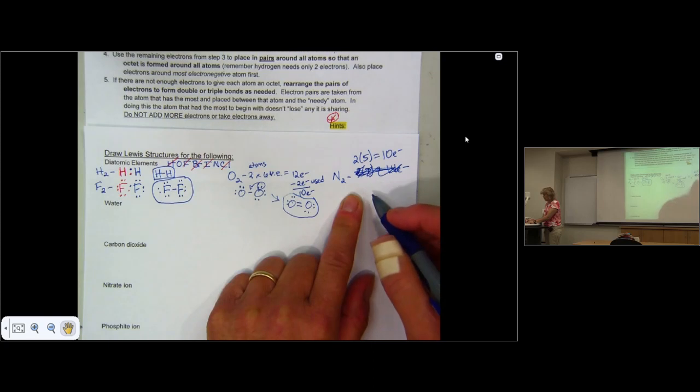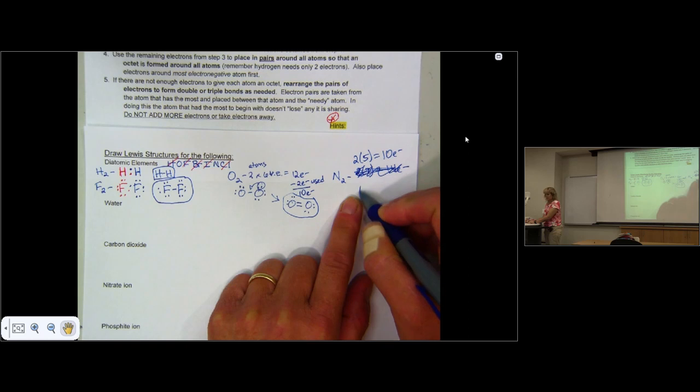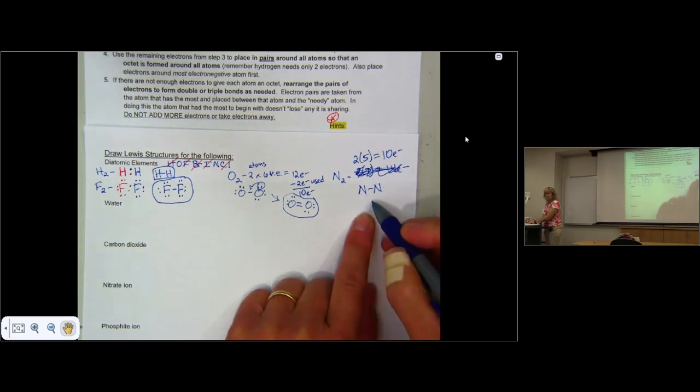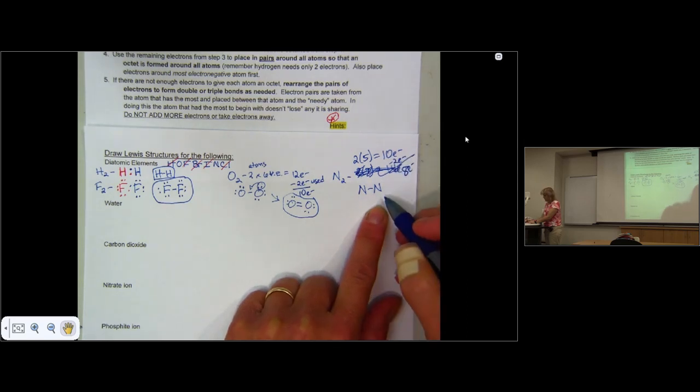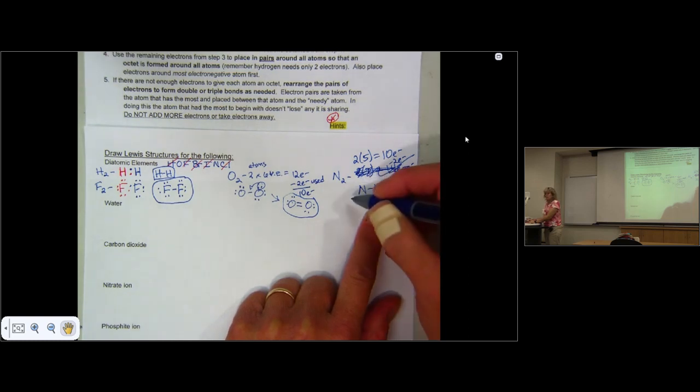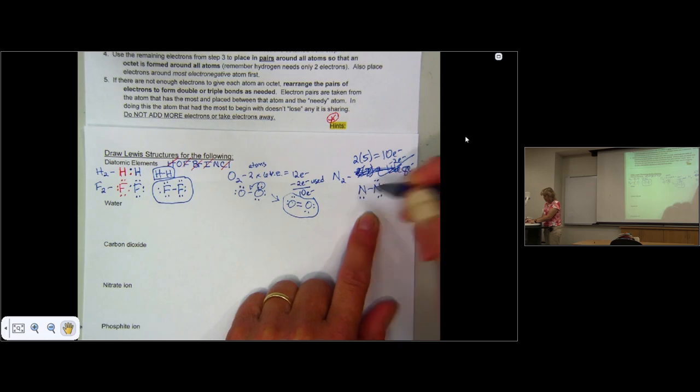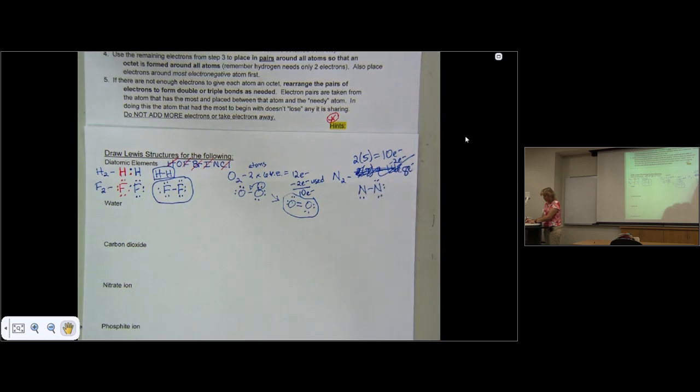So now what? What do we do first? Single bond. And what do we do? Subtract those 2. How many does that leave us? 8. Place them in pairs. Give all of them to one person, then move to the other. Don't split them up 4 and 4. So you go 2, 4, 6, 8.